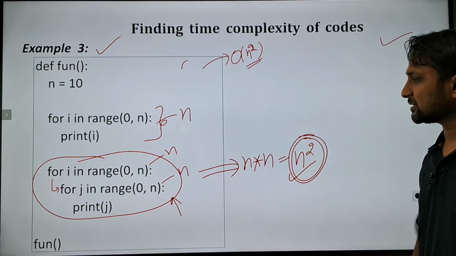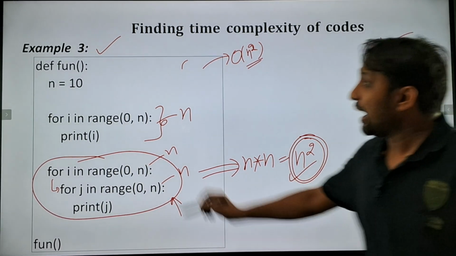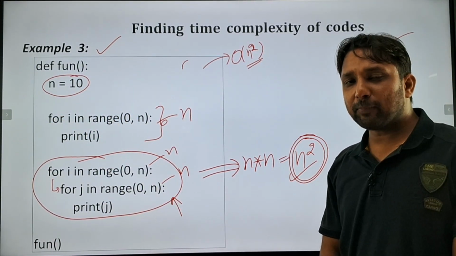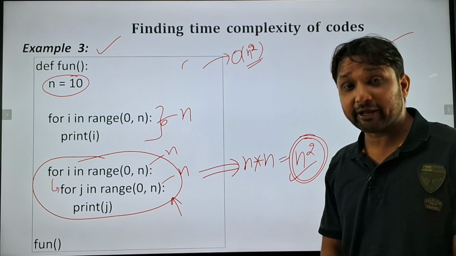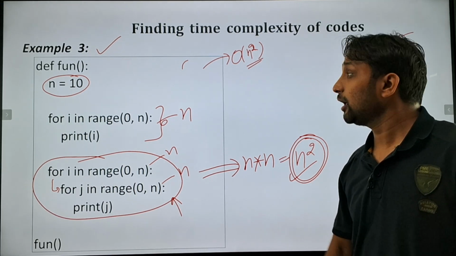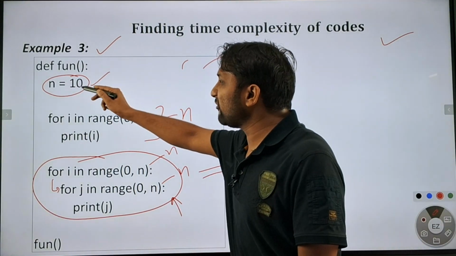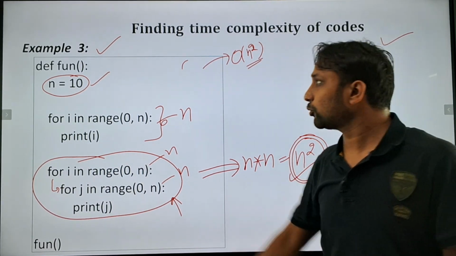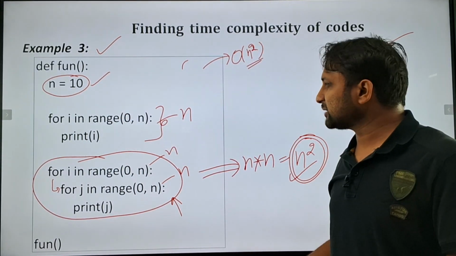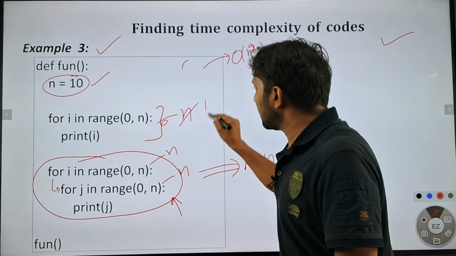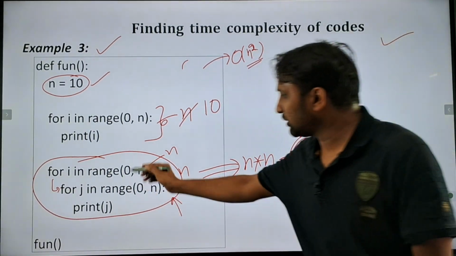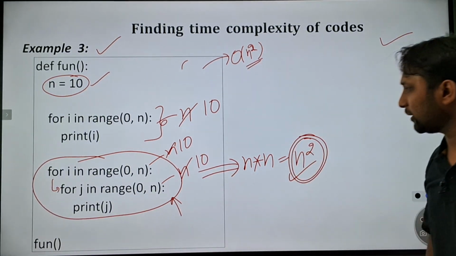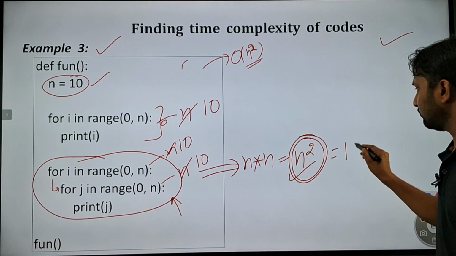But if you notice, the n value is constant over here. Gate people usually play these tricks. They are not taking n as an input, n is fixed over here. So because n is fixed, this loop will execute 10 times. What about these two loops? The outer loop will execute 10 times. The inner loop will also execute 10 times. 10 into 10, 100 times.